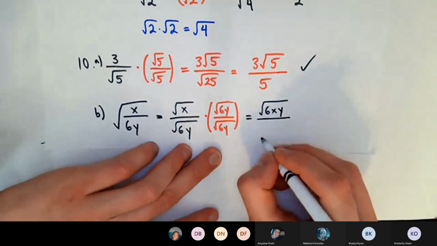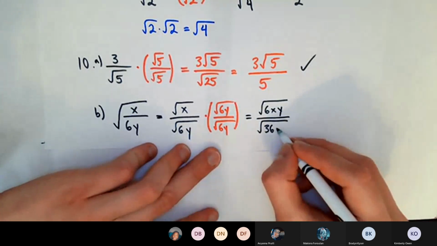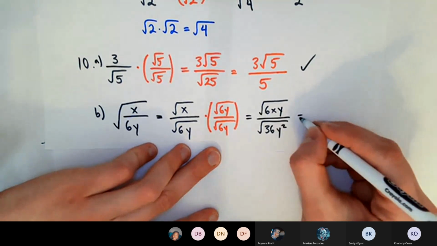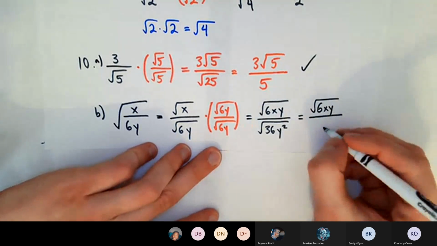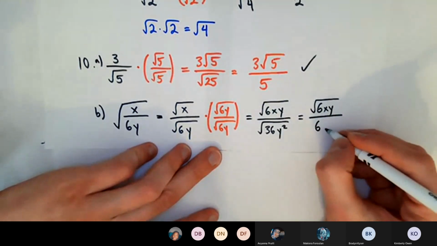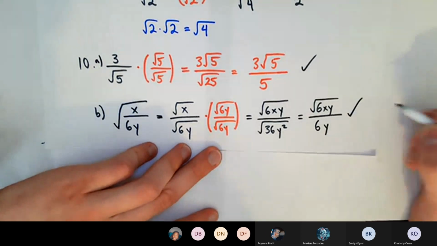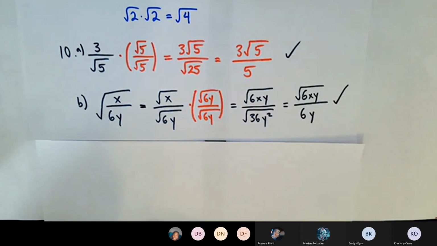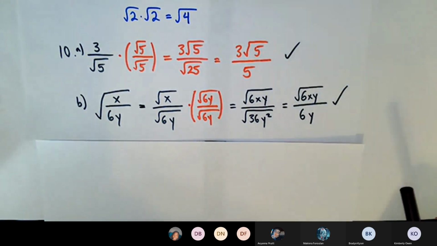Now in the bottom, the same thing happens, they all get stuffed together, but 6 times 6 gives me 36, and y times y is y squared. So then in the top here, nothing really happens, but in the bottom, the square root of 36 is 6, and the square root of y squared is just y. There we go. So that's how we can do it when you have numbers and variables all together there. And so the top is still irrational, but that's okay because this is called rationalizing denominators, not rationalizing numerators.